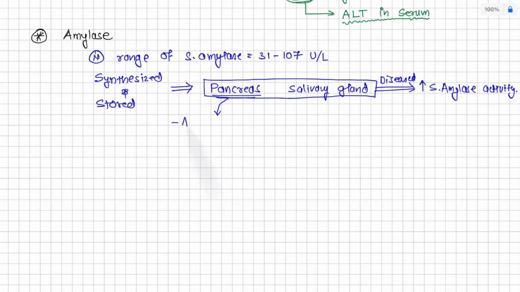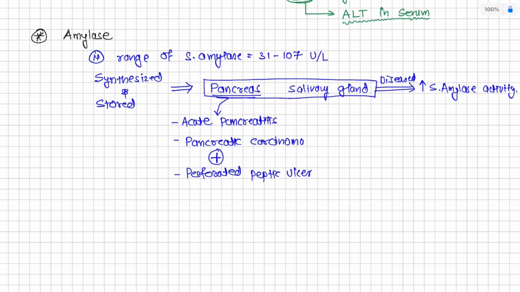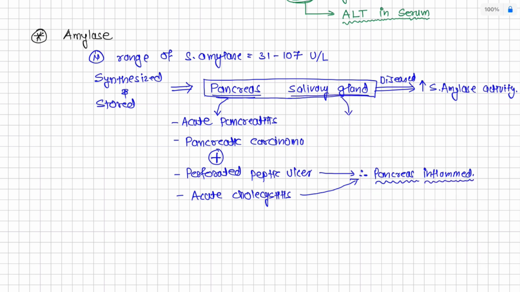Pancreatic disease includes acute pancreatitis and pancreatic carcinoma. In addition to this, we can also include perforated peptic ulcer here. Why? Because perforation leads to release of acidic gastric content near to the pancreas, so pancreas also becomes inflamed. Similarly, in case of acute cholecystitis also, the nearby pancreas is also inflamed. Now, a salivary gland disease. A classic example is parotitis, which is inflammation of the parotid gland, and it is most commonly seen in mumps.